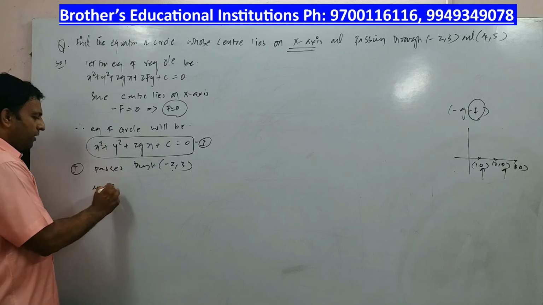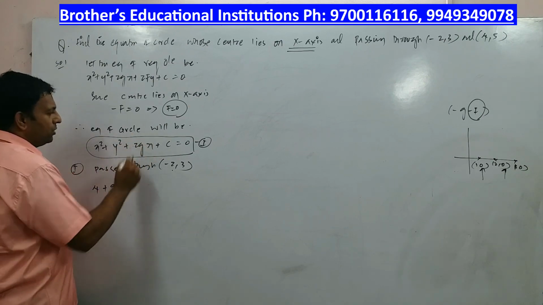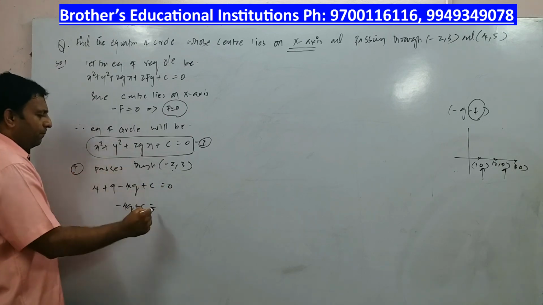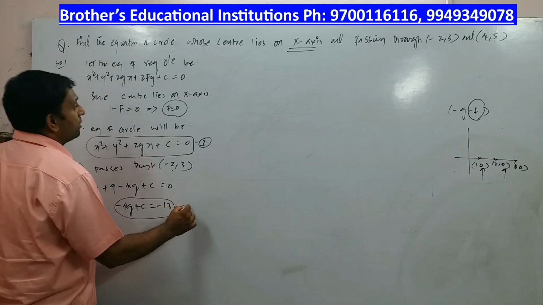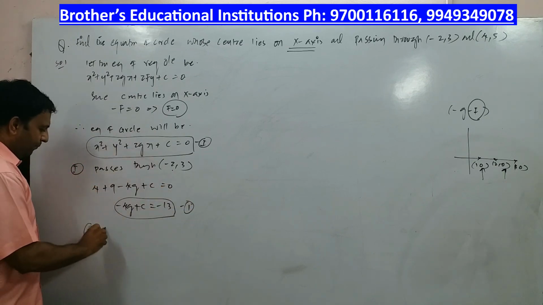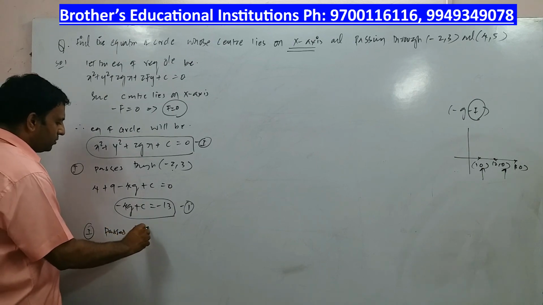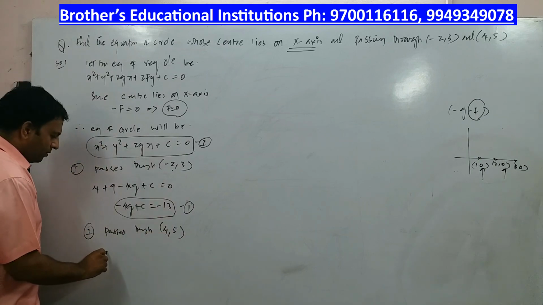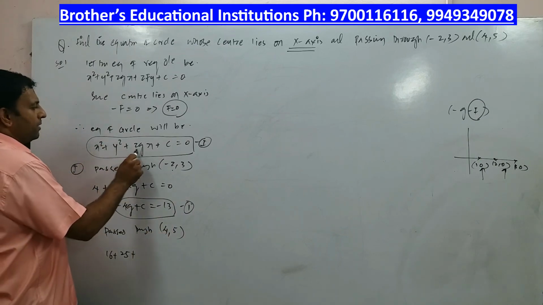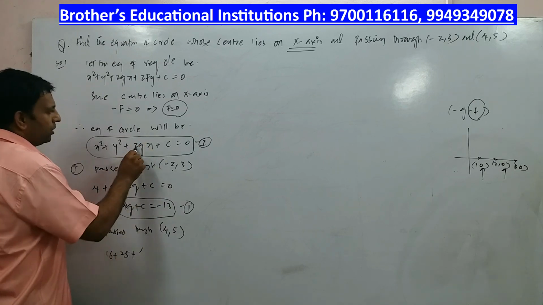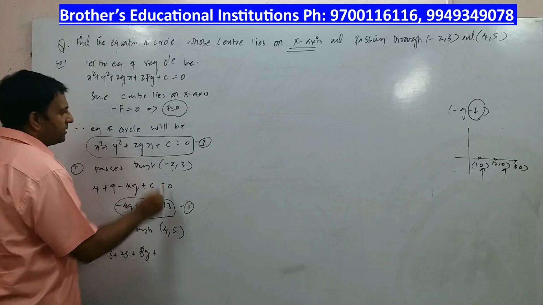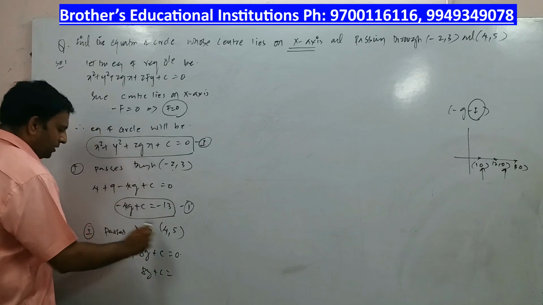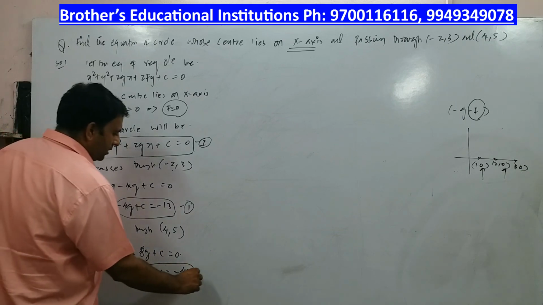Minus 2 whole square is 4, 3 square is 9, 2 into g into x, where x was minus 2, so minus 4g plus c is equal to 0. Minus 4g plus c is equal to minus 13. I will call this equation number 1. Then I passes through the next point, 4 comma 5. Substituting, 4 square is 16, 5 square is 25, plus 2 into g into 4, that is 8g, plus c is equal to 0. So again, 8g plus c is equal to minus 41. I will call this equation number 2.